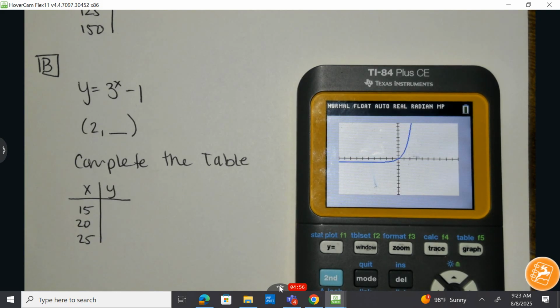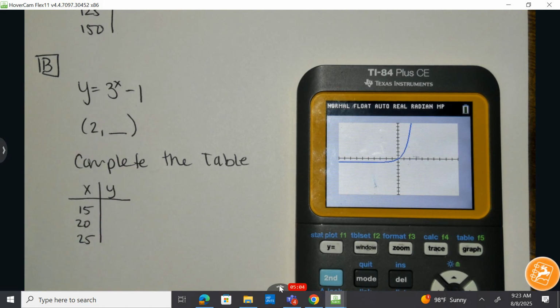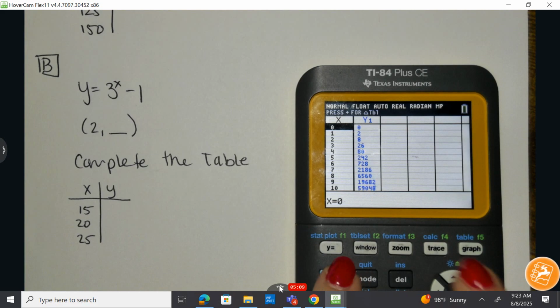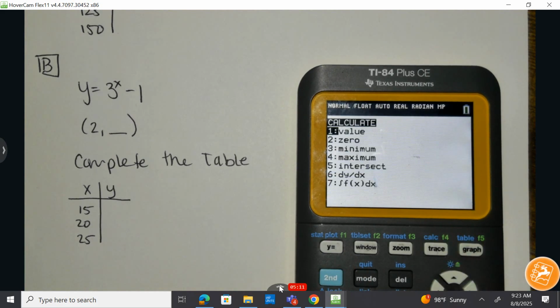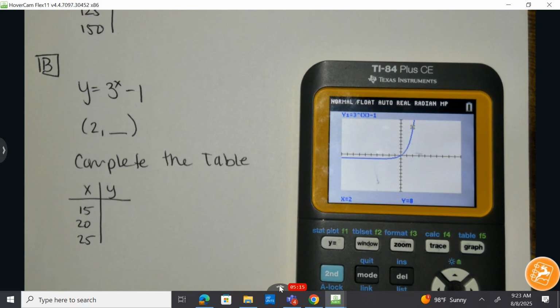Just so I can see where you are, can you do a quick hand raise for me if you are at this point? Great. How do I find out the corresponding value for 2? Two different ways. You could do second table, okay, 2 corresponds to 8, or you could go second, calculate value, and we can see 2 corresponds to 8. That is up to you.